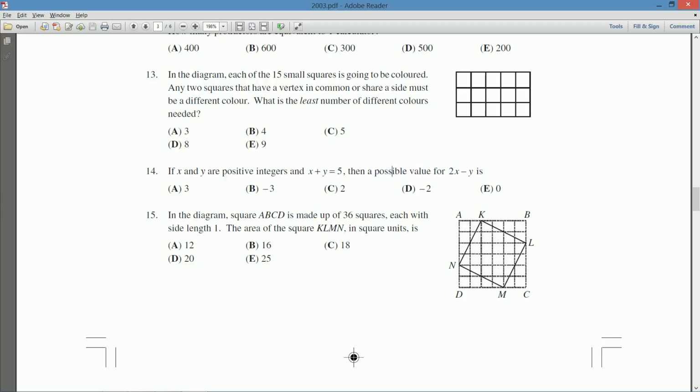Okay. So only one of these can be right. What could it be? Well, what can we do here?